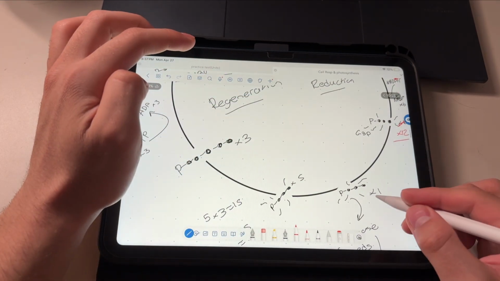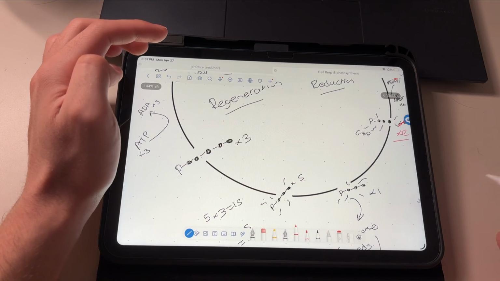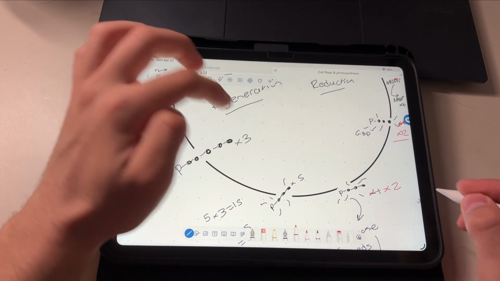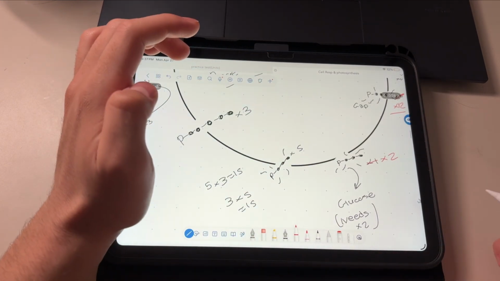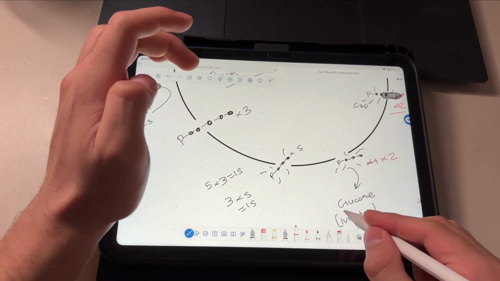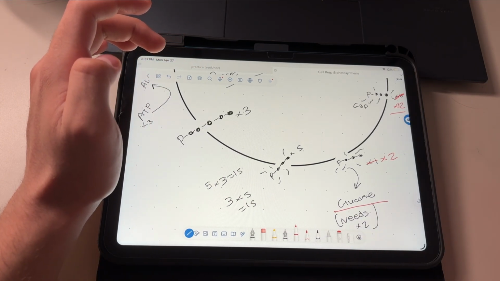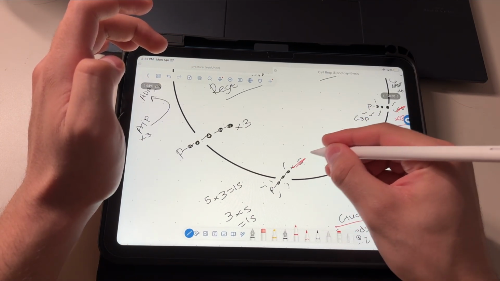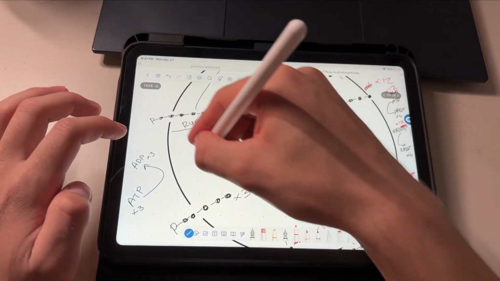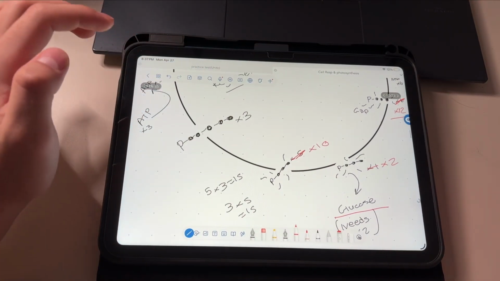And instead of having only 1 going towards making glucose, we can afford having 2 going towards making glucose. And 1 glucose only needs 2 of these G3Ps, therefore we make 1 full glucose molecule. So now 10 can move on and regenerate to this RuBP. So let's look at the numbers now.